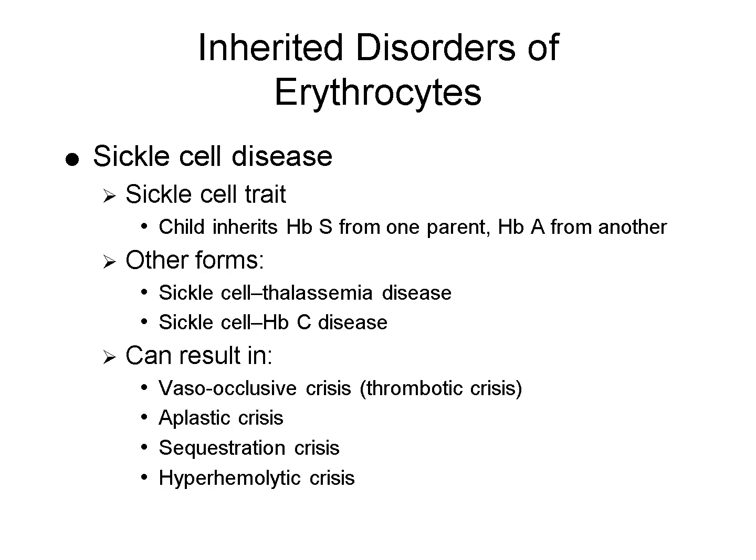Sickle cell trait occurs when a child inherits one gene for HbS and one for normal HbA. Other variations include sickle cell thalassemia and sickle cell HbC disease. Complications may include vaso-occlusive crises, in which sickled cells block blood flow, aplastic crisis, triggered by viral infections, sequestration crisis, where blood pools in the spleen, and hyperhemolytic crisis, characterized by rapid red cell destruction.